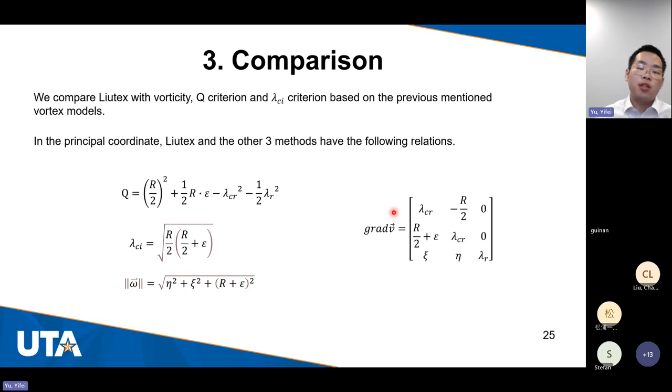First, we can view this question theoretically, analytically. In the principal coordinate we have the velocity gradient tensor, and we can calculate Q, lambda CI, lambda CR and vorticity based on this velocity gradient tensor. You can get the relation between Q and the Liutex like this, and lambda CR and the Liutex has this relation. The magnitude of vorticity and the Liutex has this relation. So directly looking at the expressions, we find lambda CR would be the best because it only contains one contamination, if Liutex is the correct one. Lambda CI contains the least contamination.